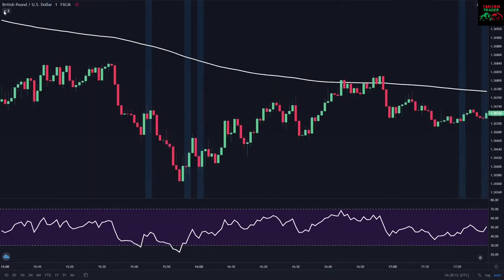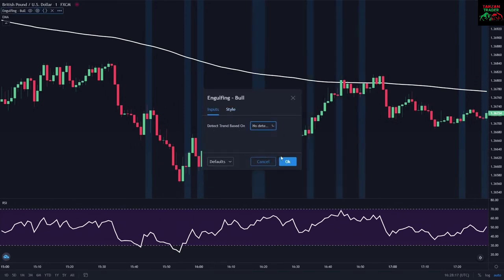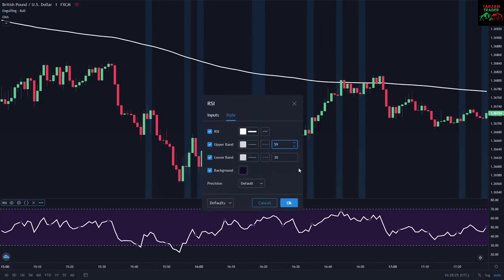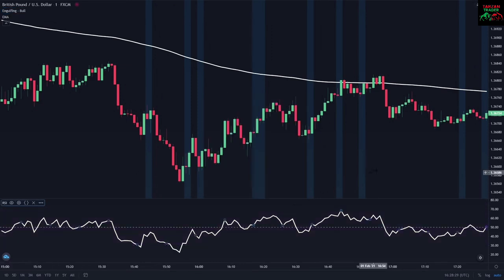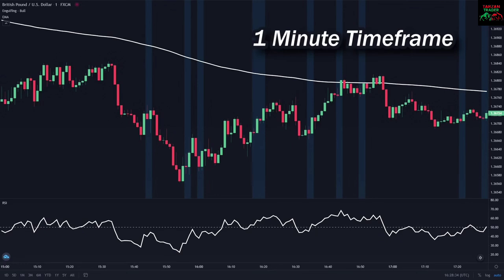First, you need to change the settings for the engulfing pattern to no detection. Next, for your RSI, you want to set it at both 50. So now you have a single line in the middle of the RSI. Next, I'm using the 1-minute time frame.